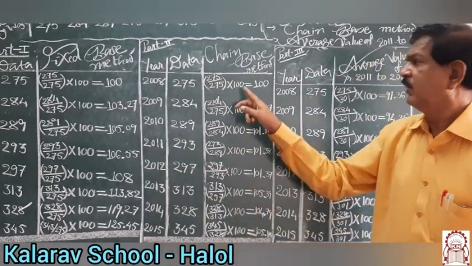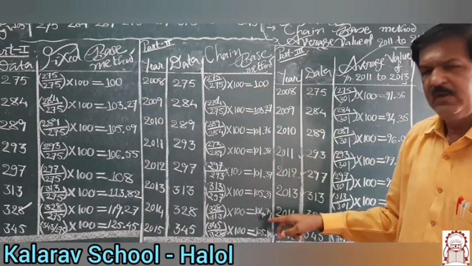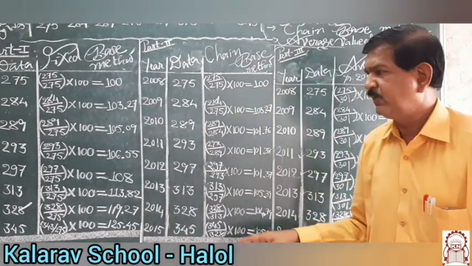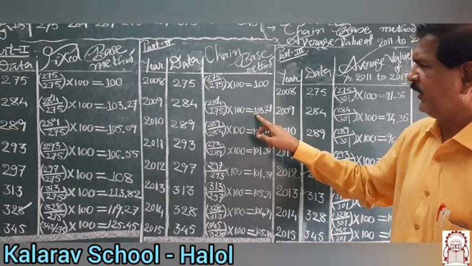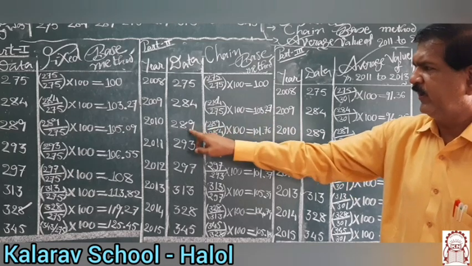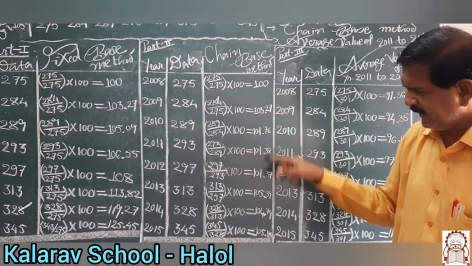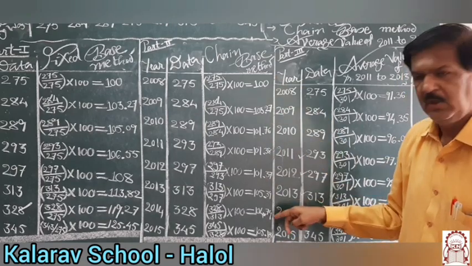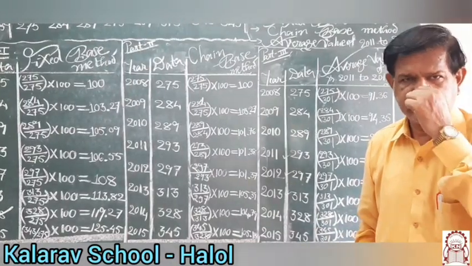Similarly, these are the indices for the chain base method: 100, 284 upon 275 into 100, 103.27, 289 upon 284 into 100, 101.76, and so on. These are the values of chain based index numbers or chain based indices.